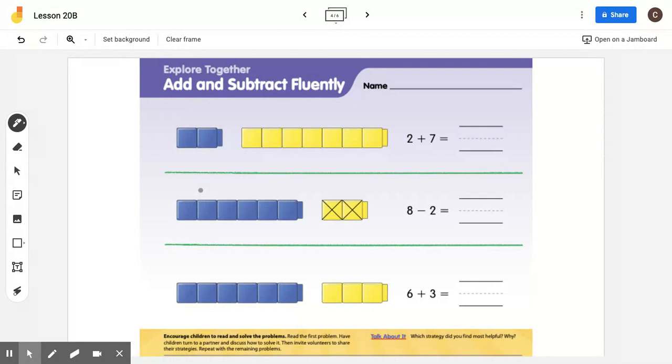So today we're going to be looking at some problems, and they're going to alternate between addition and subtraction. And I want you to think about the different strategies and try to use your mental strategy that would be the most helpful to solve. So the first one reads 2 plus 7. Take a moment of private think time and see if you can solve 2 plus 7.